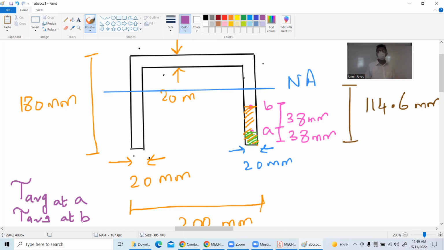I just want to be sure that everyone is understanding everything. You can also give me the maximum shear stress on the neutral axis. Okay. So add another part to it. Give me the T average at NA as well.